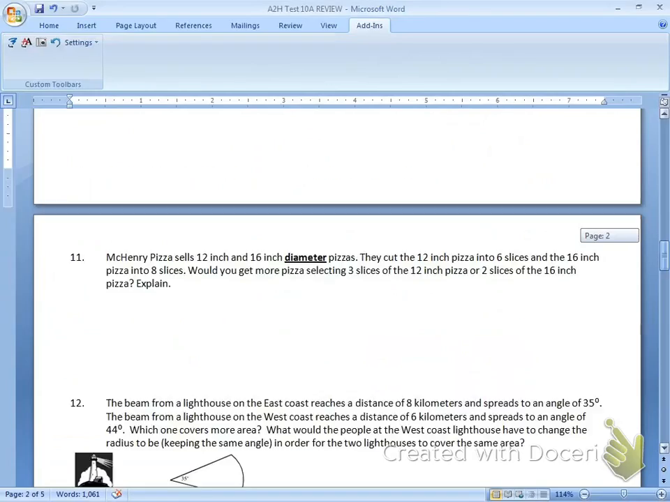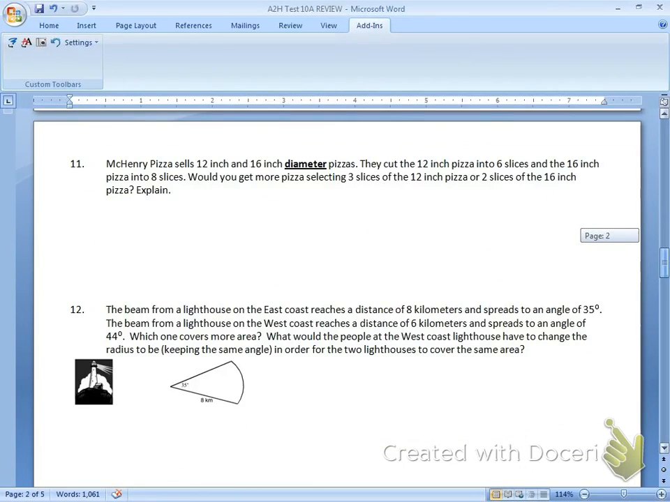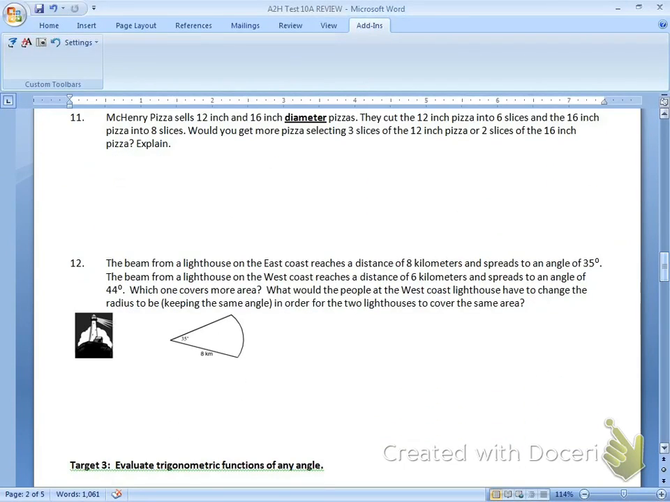Okay, number 11. McHenry Pizza sells 12-inch and 16-inch diameter pizzas. They cut the 12-inch pizza into 6 slices and the 16-inch pizza into 8 slices. Would you get more pizza selecting 3 slices of the 12-inch pizza or 2 slices of the 16-inch pizza, and then explain? So we need to find out the area of a slice of the 12-inch and an area of the slice of the 16-inch.